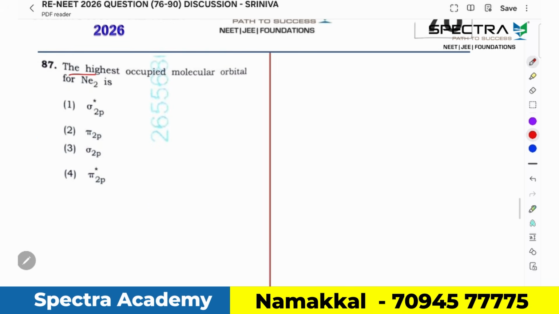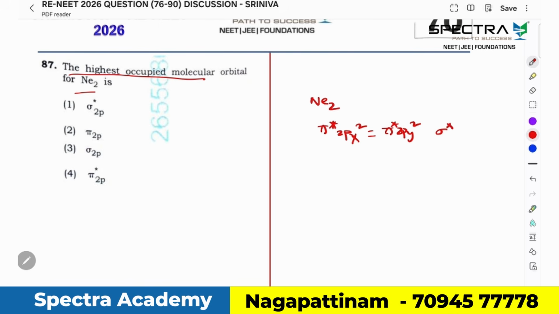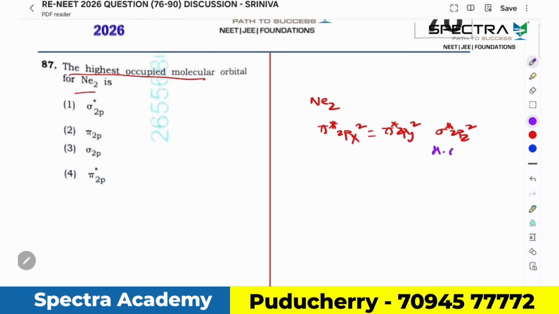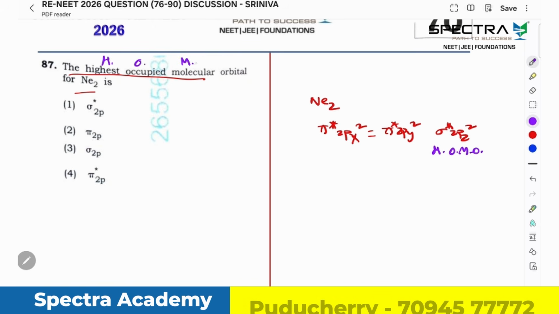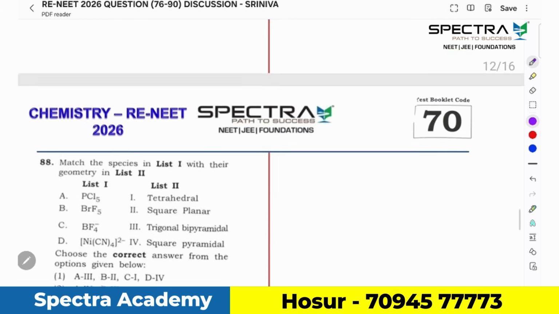Now question number 87, the highest occupied molecular orbital of neon. You know π* 2px2, π* 2py2, σ* 2pz2. This is the highest occupied molecular orbital. This is option number 1, question number 87.